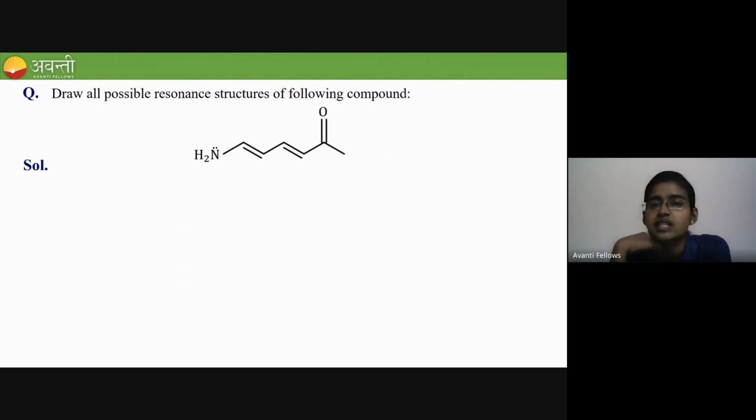Can you try for it and let me know the answer in the chat box? How many structures are you getting? 2 or 3 or 4 or 5 or 6? You have to give the number of resonance structures possible for this particular compound. Try for it, I'll give you some 15 seconds, and put the answer in the chat box.